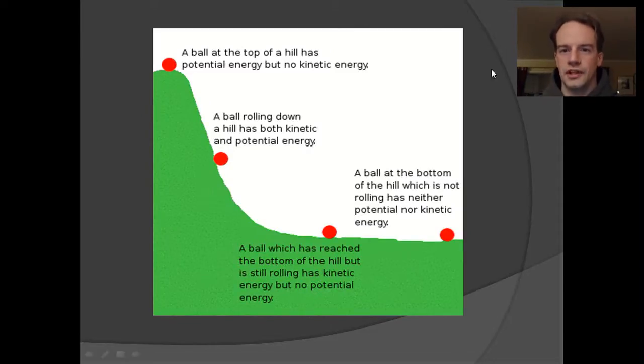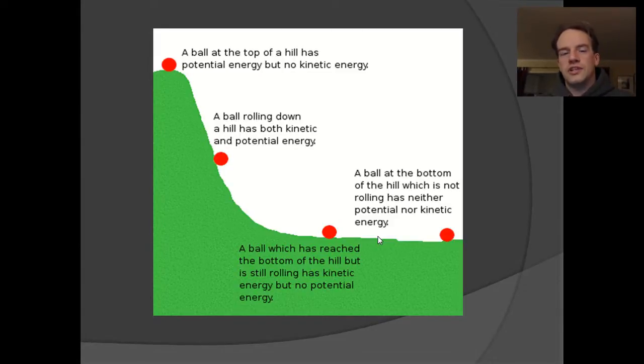So we have a ball at the top of a hill. It has a bunch of potential energy, gravitational potential energy, but no kinetic energy yet because it's not moving. Someone pushes it down the hill. The ball is now rolling down the hill and it has both kinetic and potential energy. So it's moving, it has kinetic energy, but it also has further to go, so it still has some potential energy. Now the ball has reached the bottom of the hill, but it's still rolling. It has kinetic energy, but no potential energy. And a ball at the bottom of the hill, which is not rolling, has neither potential nor kinetic energy.